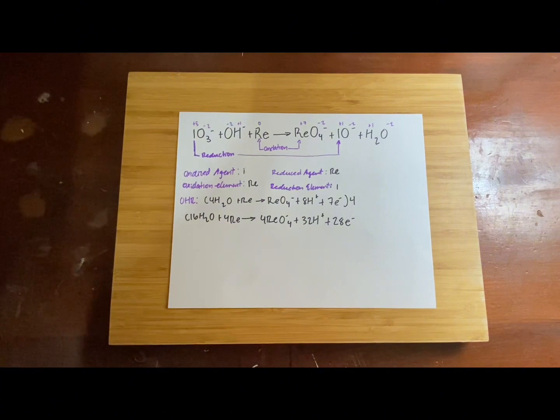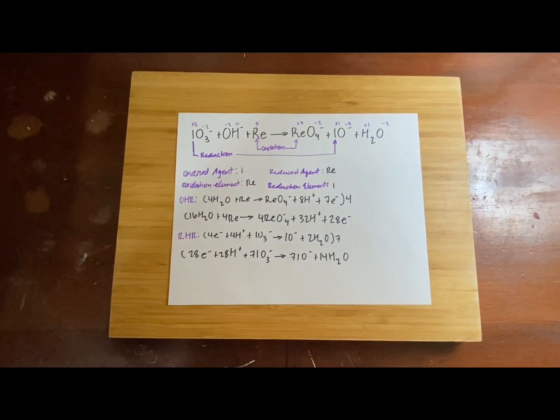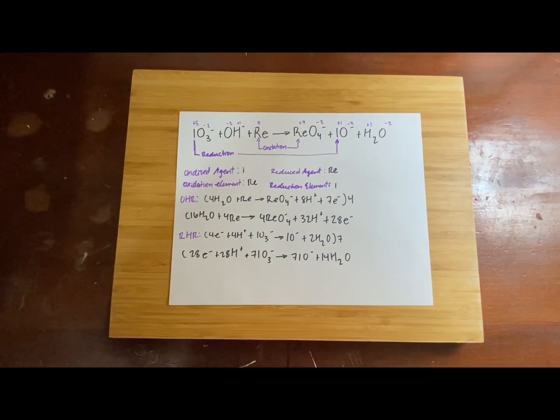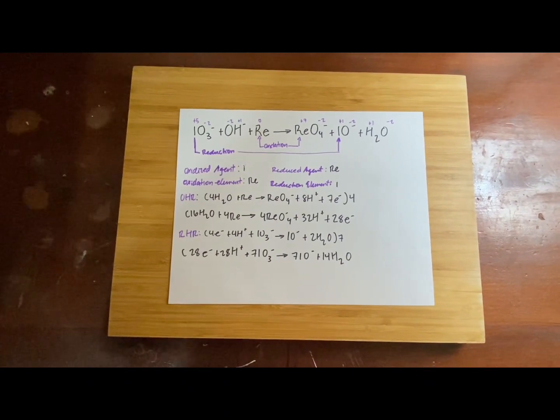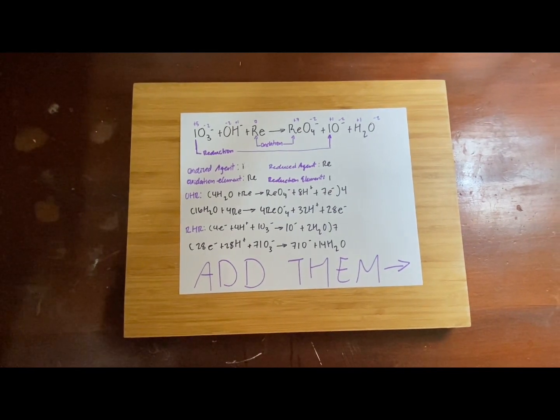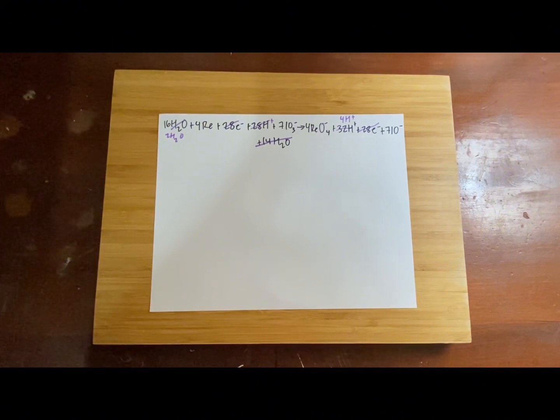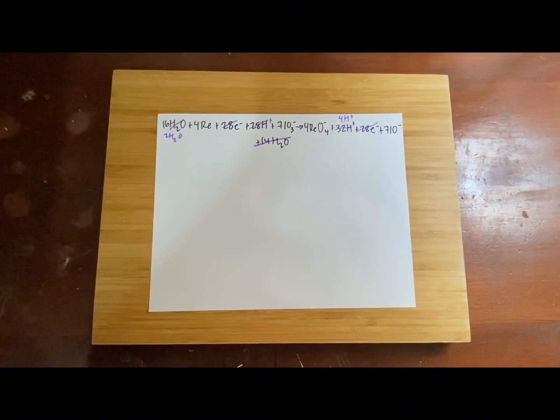Let's do the reduction half reaction now. We do the same, and remember to multiply each equation by the opposite number of electrons. We can now add them and start canceling like terms. I ended up canceling the added electrons, some of H2O and some of hydrogen.